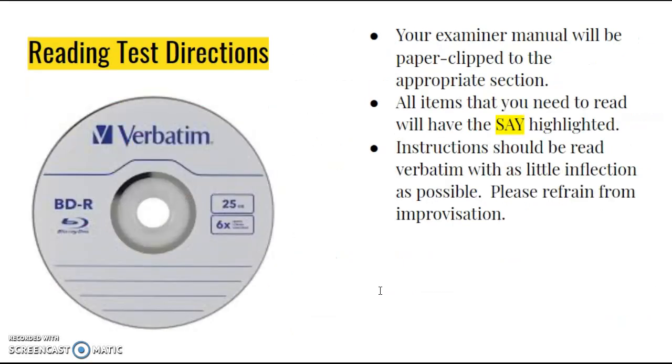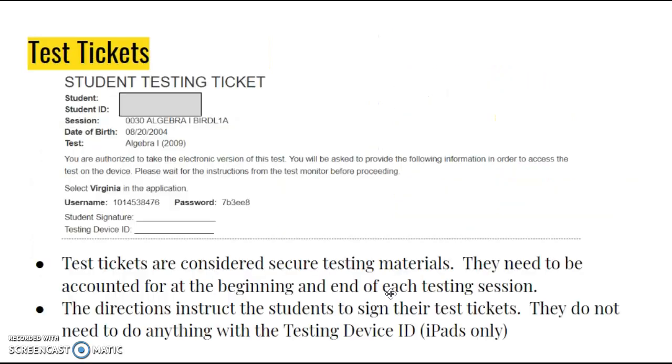Reading test directions, and we'll get more into this in the second presentation. Word for word. Say where it says say, what it says to say. Be a robot on this. No inflection, just read it. I mean, if I could have a recording of the instructions read by a robot, I would, but we don't. So just don't improvise, read the script, stick to it.